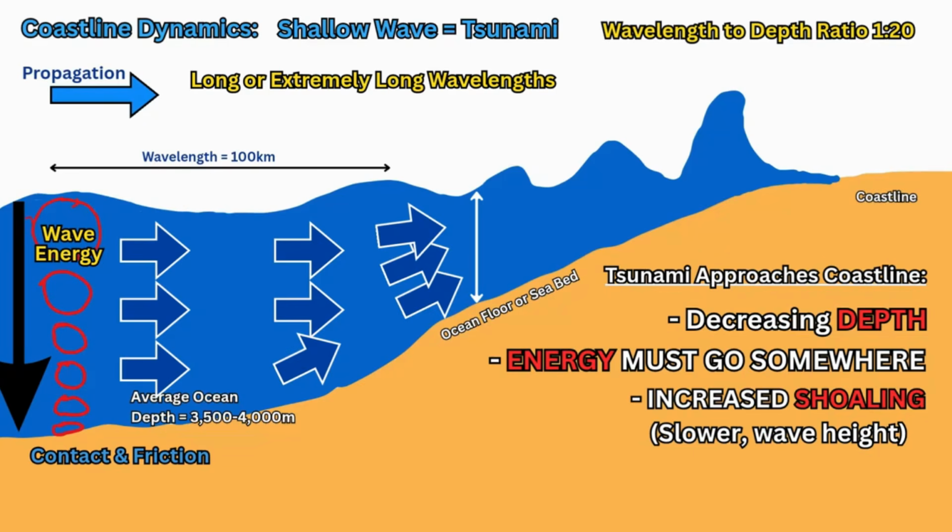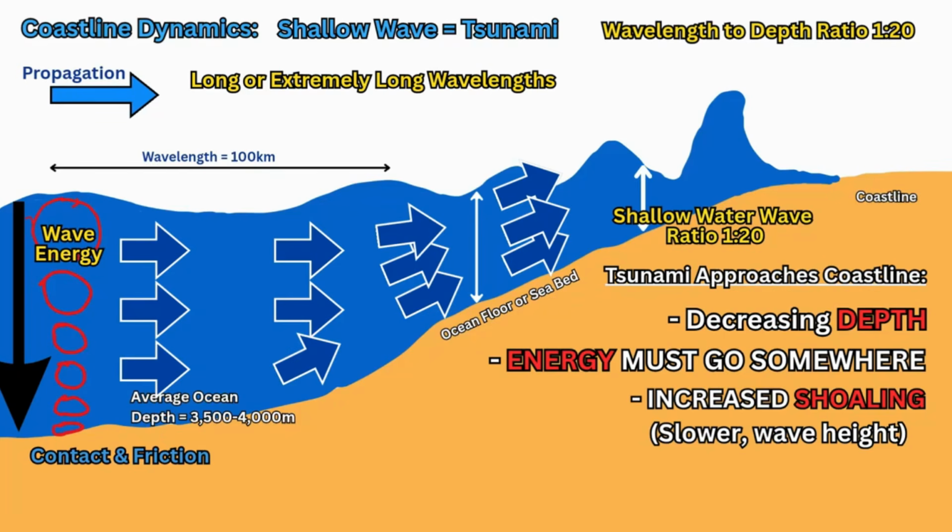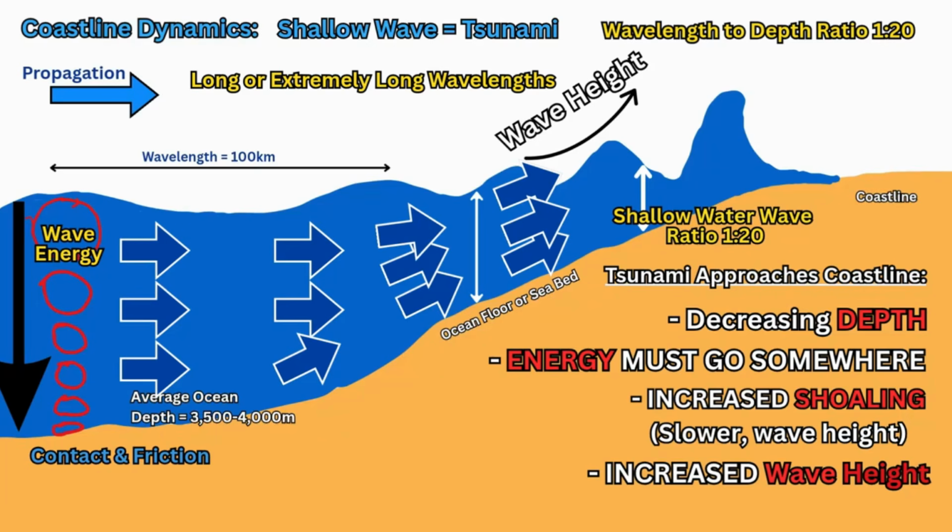However, the depth still is decreasing, and the ratio still becomes 1:20. It's still a shallow water wave, which means that the energy as it approaches the coastline must go somewhere, and maybe a small percentage may naturally flow into the crust, the ocean floor, the rock. However, the majority, if not all the energy, is kept in the ocean and creates an effect on the ocean surface. That effect is to push the wave height up exponentially as the wavelength decreases, as the energy and frequency continues to push in towards the coastline.